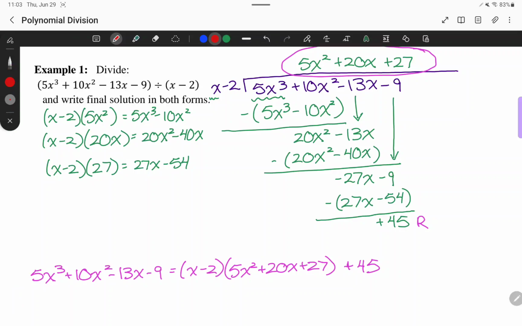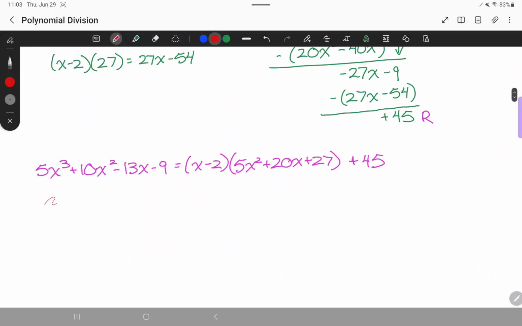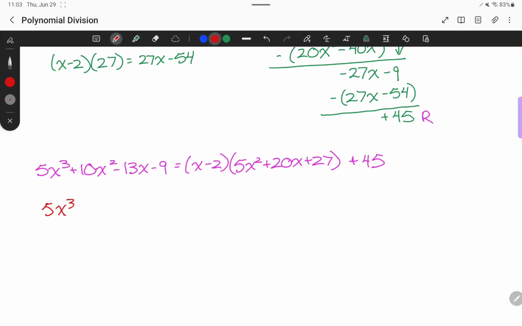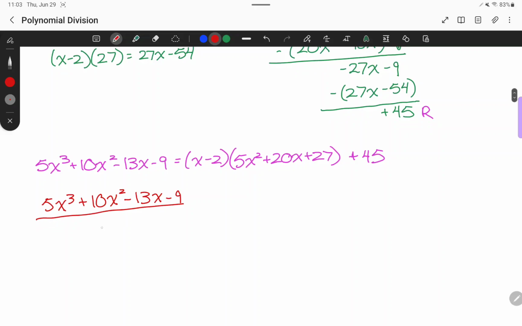For a second form of answer, we can write it as a division statement. So the same polynomial, 5x cubed plus 10x squared minus 13x minus 9 divided by x minus 2 is equal to our quotient, 5x squared plus 20x plus 27 plus our remainder, 45, but that 45 needs to be divided by x minus 2. And that gives us our second form of answer. A lot of the time you are going to need to provide an answer in both forms, so make sure you're familiar with both of them.